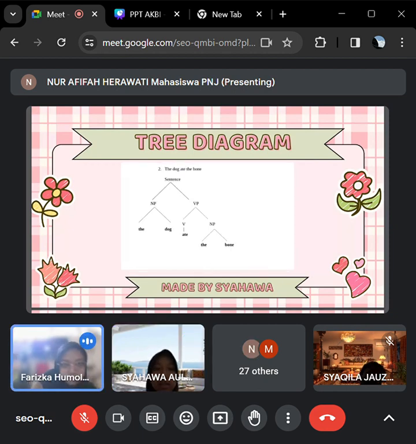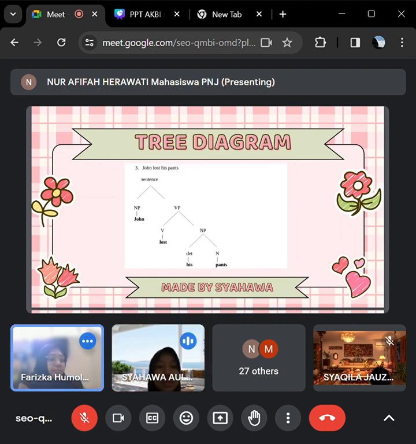Next. The next sentence is the dog ate the bone. The sentence is divided into noun phrase and verb phrase. The determiner is the, and the noun is dog. The verb phrase is divided into verb and noun phrase. The verb is ate, and the noun phrase has the determiner the and the noun bone.